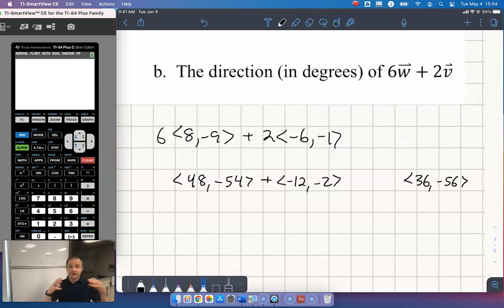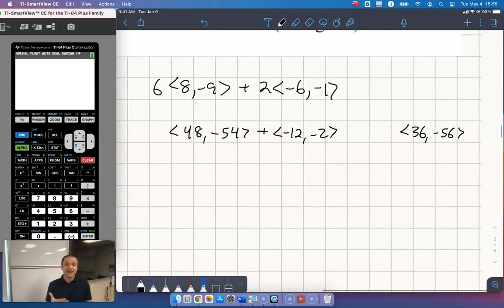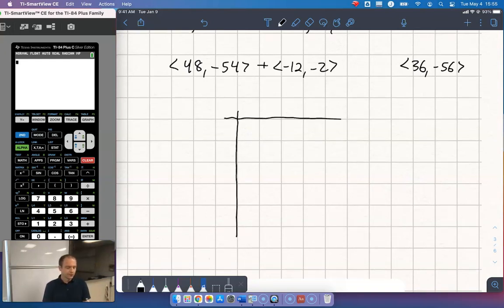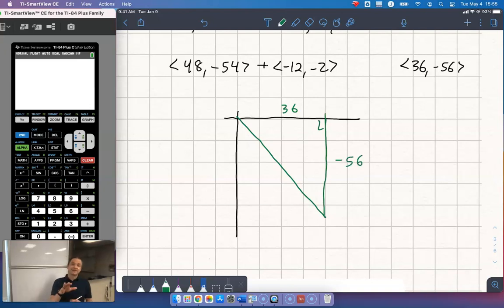If I was dealing with a story problem, that is what they're going to add to. I'm being asked to find the direction. In this case, I need to plot 36, negative 56. That would be in the fourth quadrant. So I'm going to go 36 to the right, and I'm going to go down 56. Since I'm going down, that's a negative 56, so we can see how the signs hold true.